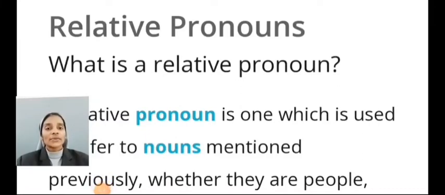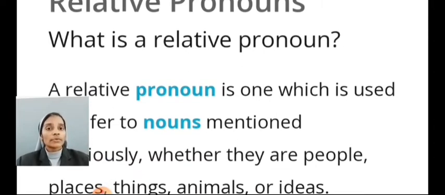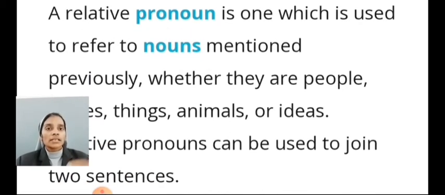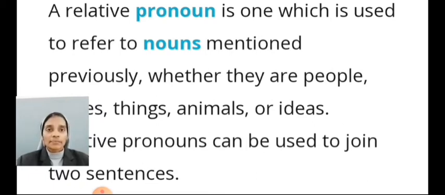Students, in this video we are going to see relative pronouns. What's a relative pronoun? Do you know? A relative pronoun is one which is used to refer to nouns mentioned previously, whether they are people, places, things, animals or ideas. That means relative pronouns are used to refer to a noun used earlier in the sentence.